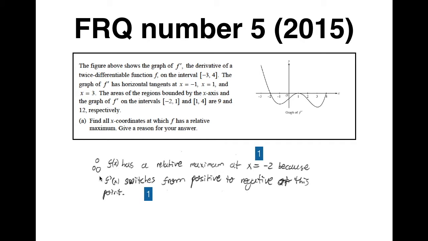One more comment, this sign here, in my opinion, means therefore, so I think it's incorrect to have this sign here. The student could have written f prime of x switches from positive to negative at this point, therefore f of x has a relative maximum at x equals -2. But the way it's written here, in my opinion, is incorrect.